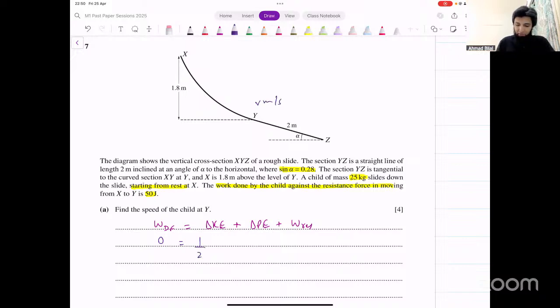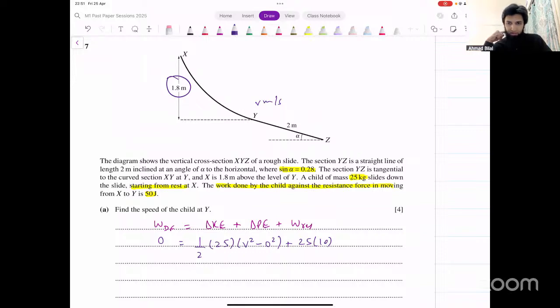That will be half into m, which is 25, into v squared minus 0 squared, plus the change in potential energy. m is 25, into g, that is 10, into change in height. What's the change in height?